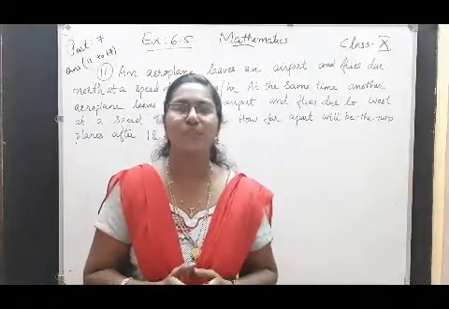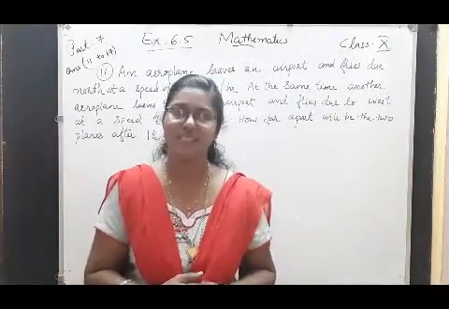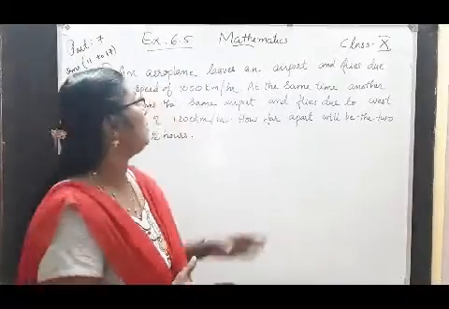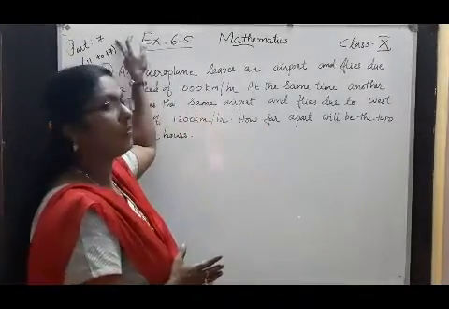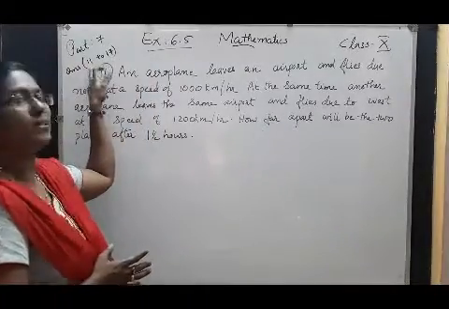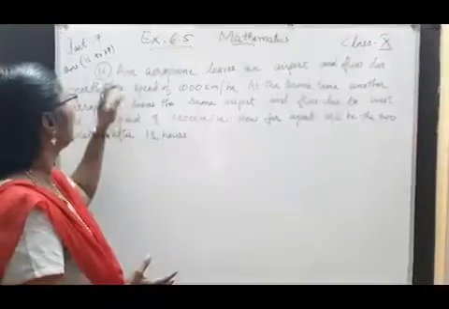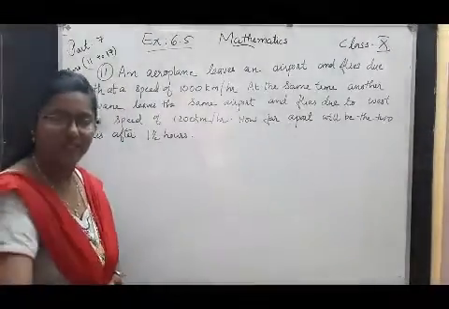This is the last part of this chapter, chapter 6, triangles. Exercise 6.5, part 7 consists of question number 11 to 17. Okay, let us start question number 11.